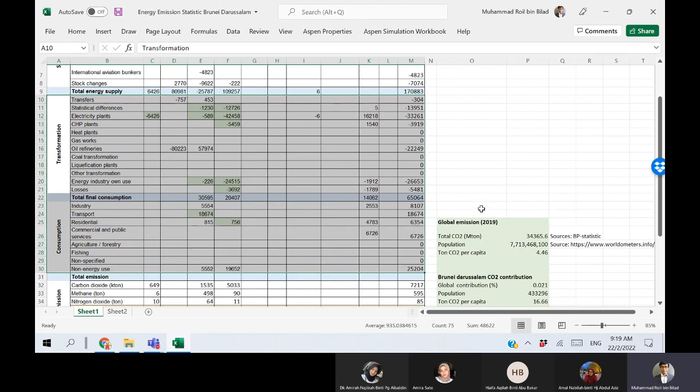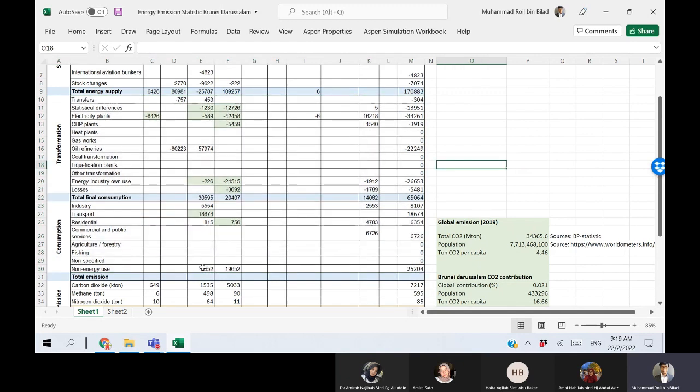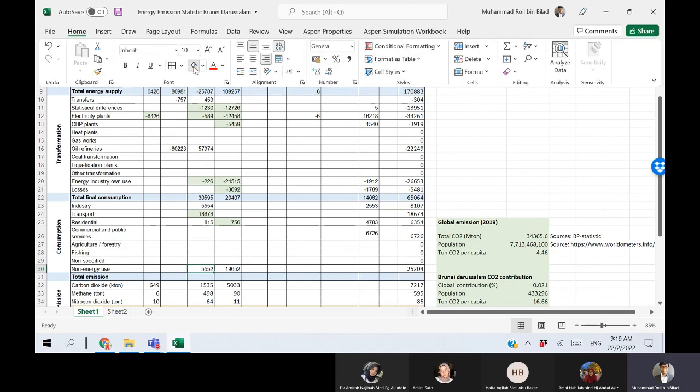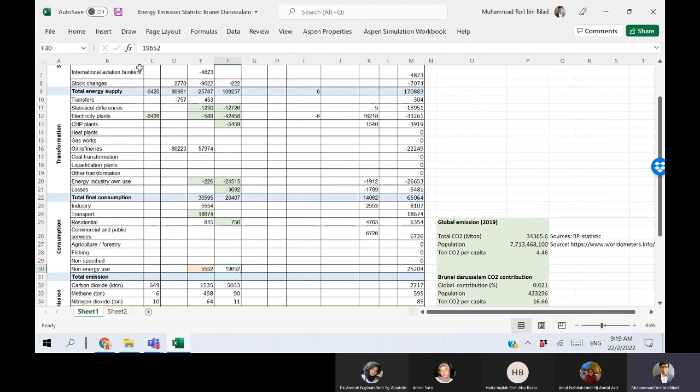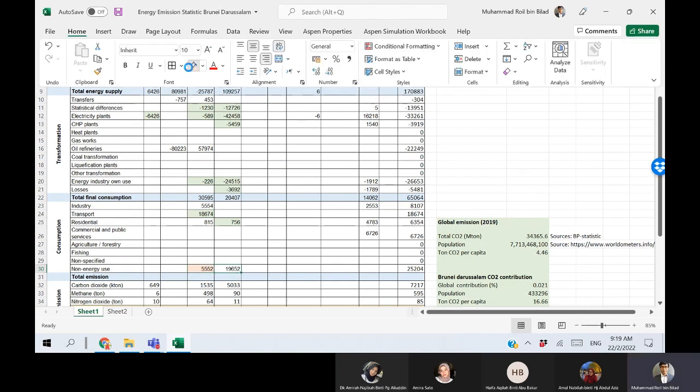What you need to know is that not all fuel material is consumed for energy. For example, it's stated here it is non-energy use. So basically, non-energy use here is most likely not through burning. So I exclude this number from the emission calculation. Okay, so you look here, this one is not emission. That's number one.